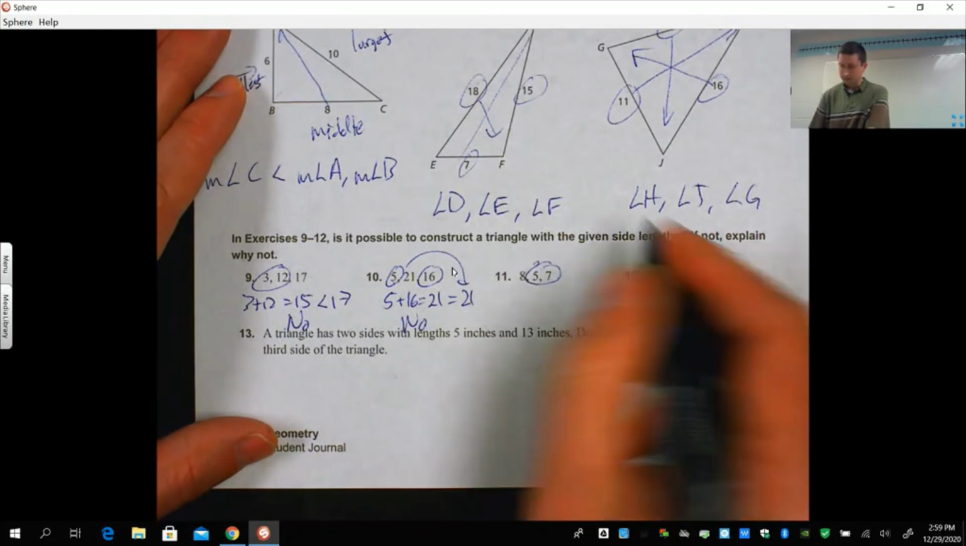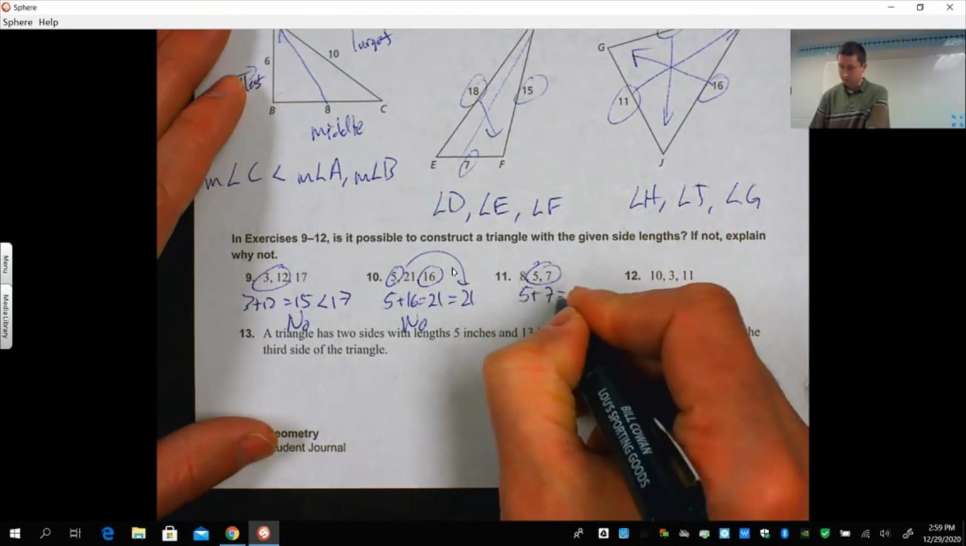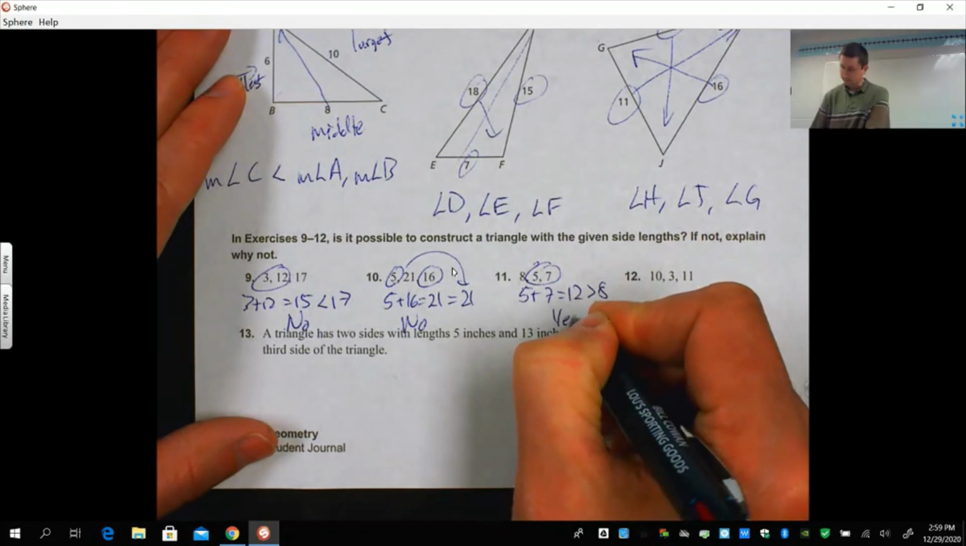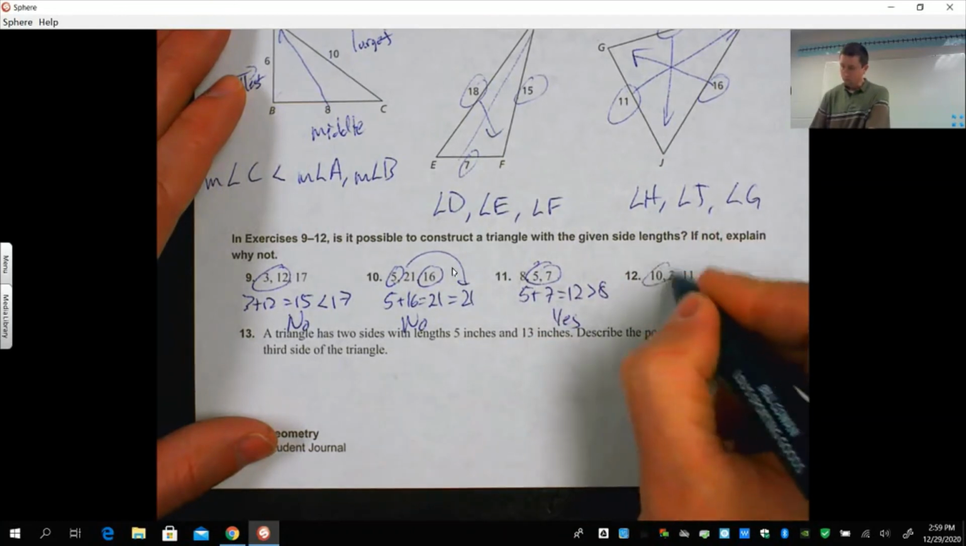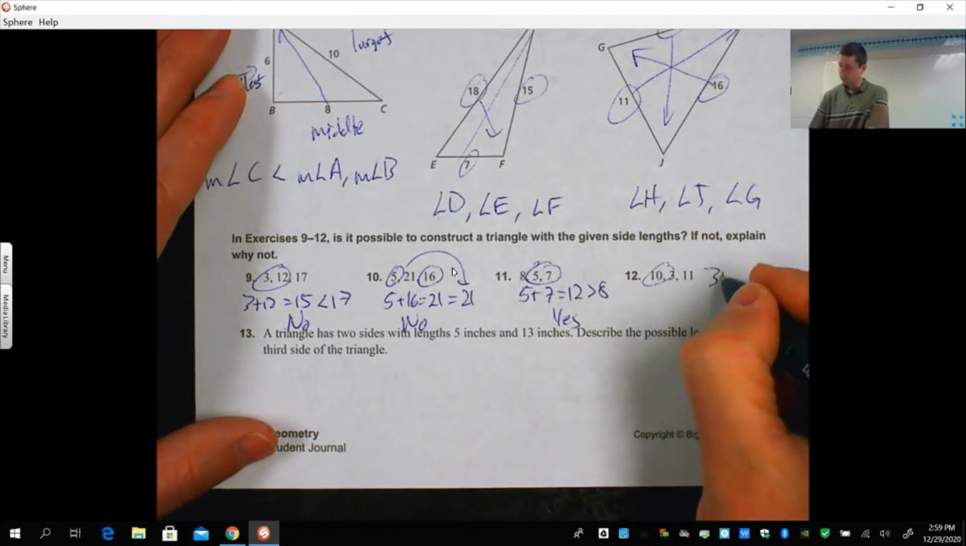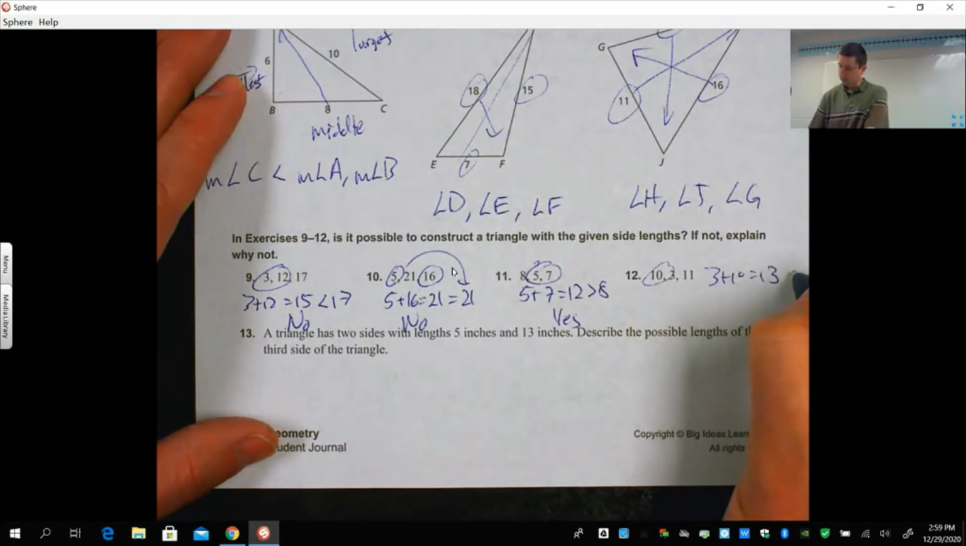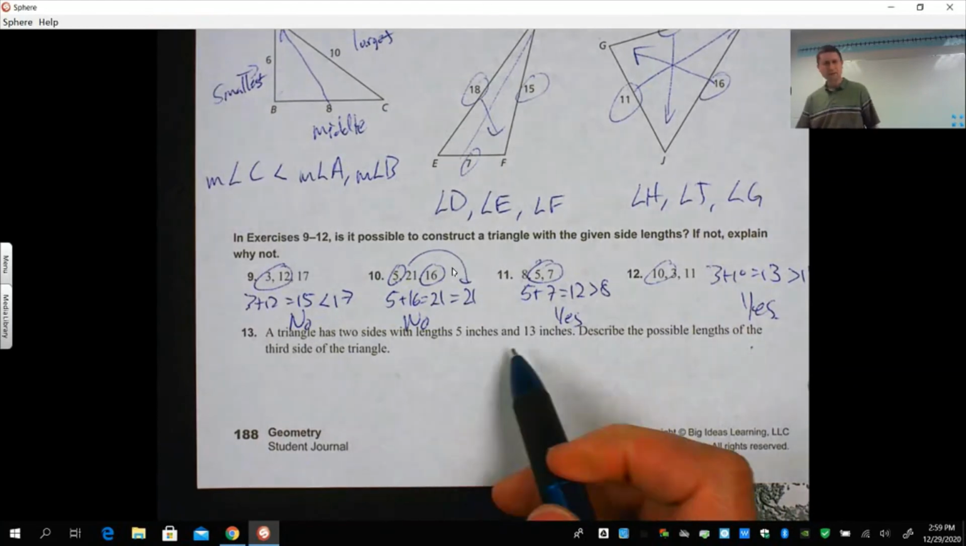Two smaller sides are 5 and 7. 5 plus 7 equals 12, and that's greater than 8. Yes. Two smallest sides are 3 and 10. 3 plus 10 equals 13, and that is greater than 11. So that's yes.